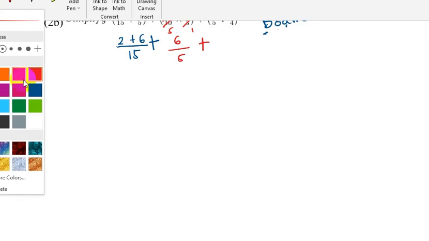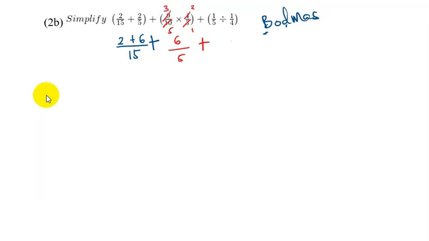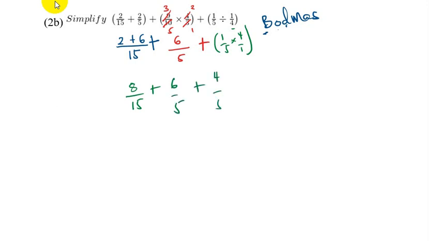Okay, let me pick another color. Then we come here. Now we have 1 over 5 divided by 1 over 4. Now division, what do we do? We will take the reciprocal of this one, then change the sign to multiplication. So we're going to get 1 over 5 times 4 over 1. Now from there, let's continue. The fraction here is going to give us 8 over 15. Then my plus will come 6 over 5. Now here we are going to get 4 over 5.